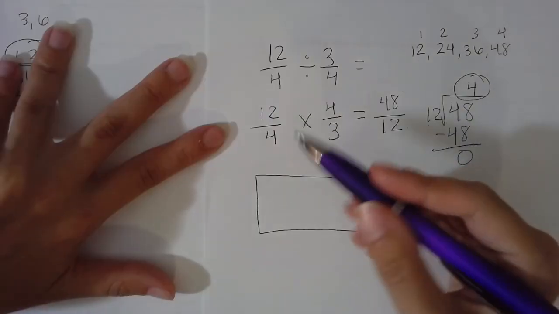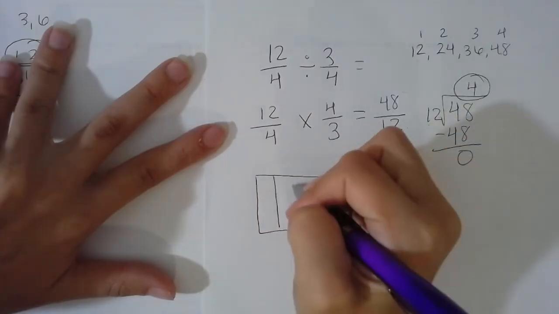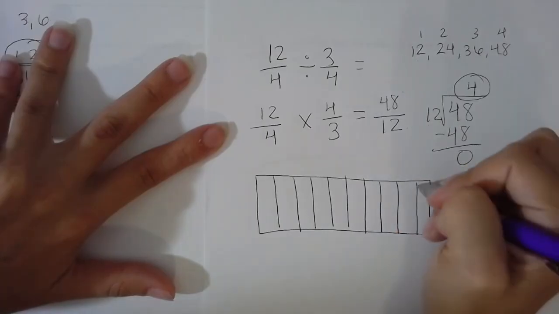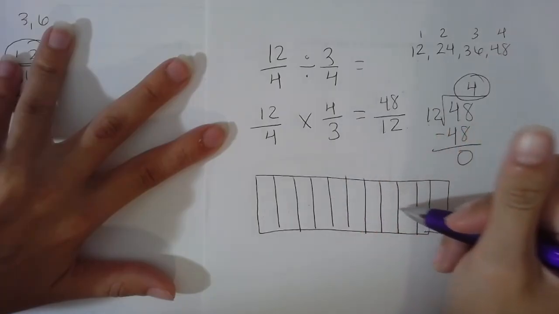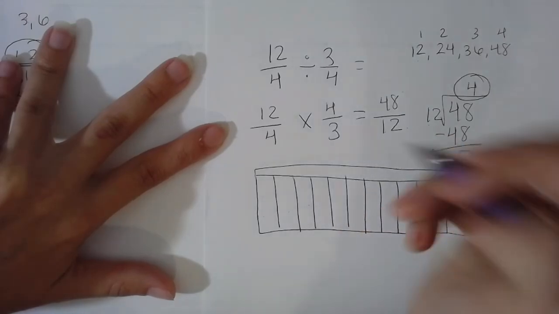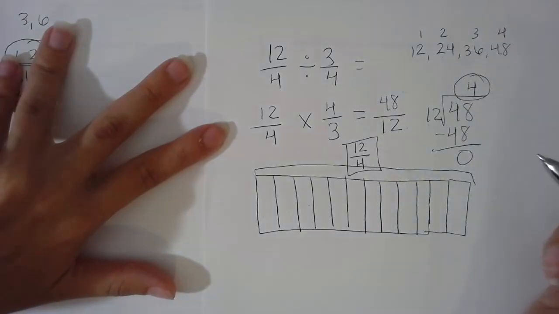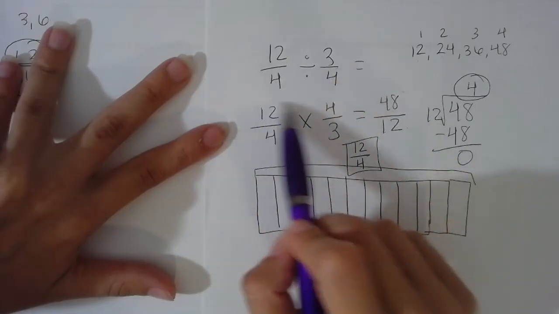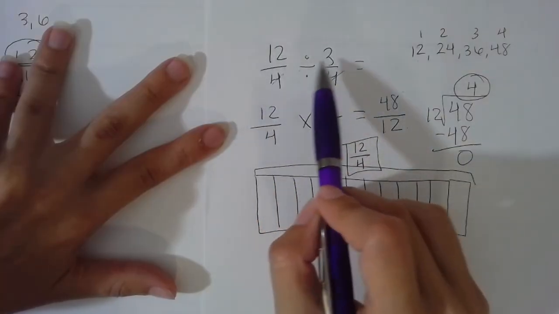So what I'm going to do is draw this area model with 12 pieces, which is our numerator. And I'm going to label that this entire thing is worth 12/4. Now, because these denominators are the same, that means that we're working with the same size pieces. So we can almost ignore this at the bottom and think of this as 12 divided by 3.